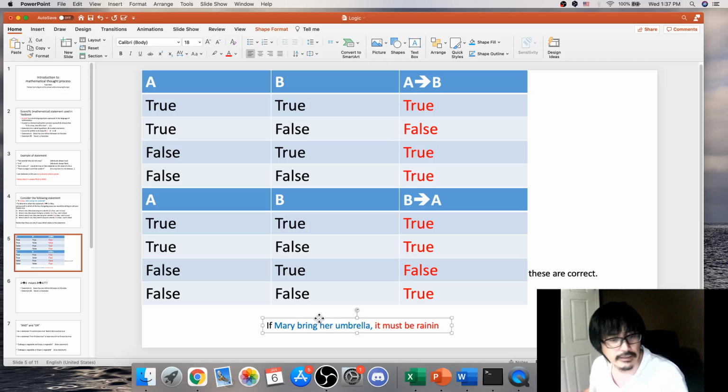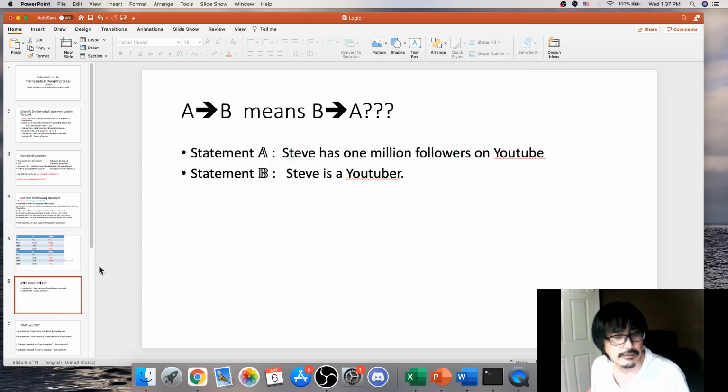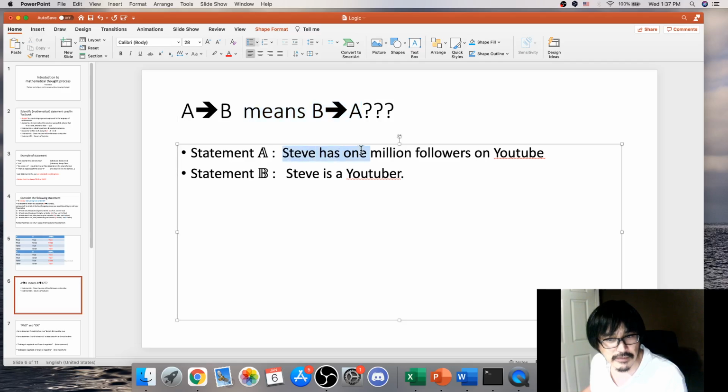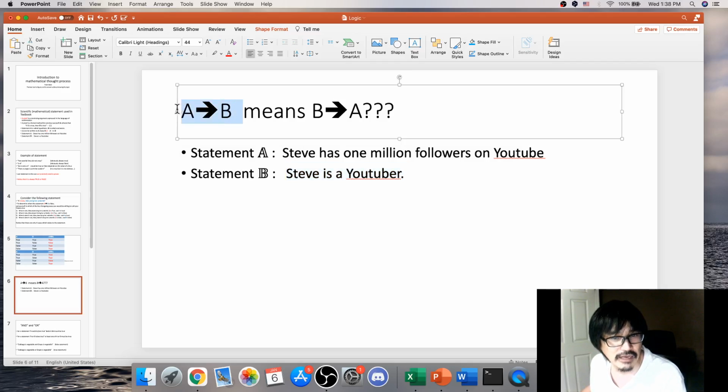All right, so let's move on to the next case right here. A implies B means B implies A? As I said in the previous case, it wasn't the same thing, right? So let's test it out with a different case here. A implies B, right? Steve has 1 million followers on YouTube. That means it's absolutely the case that Steve must be a YouTuber, right? So A implies B right here is a true statement.